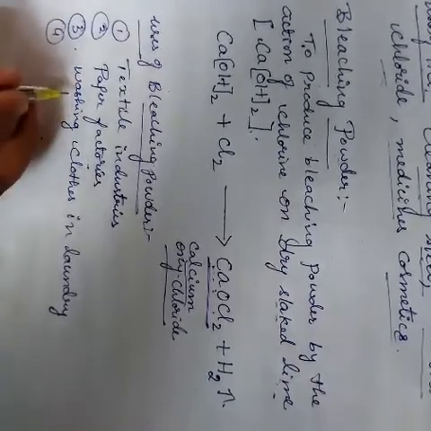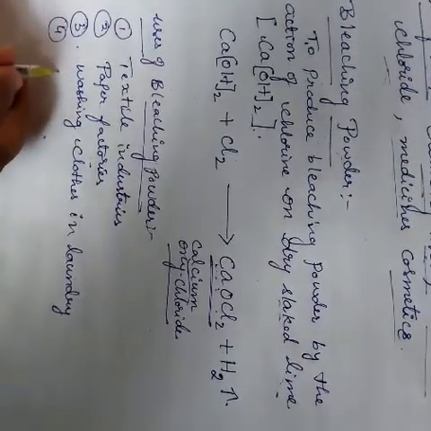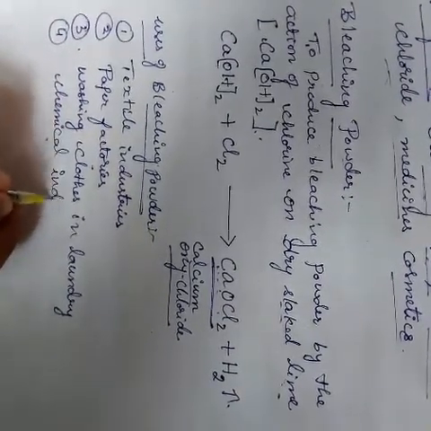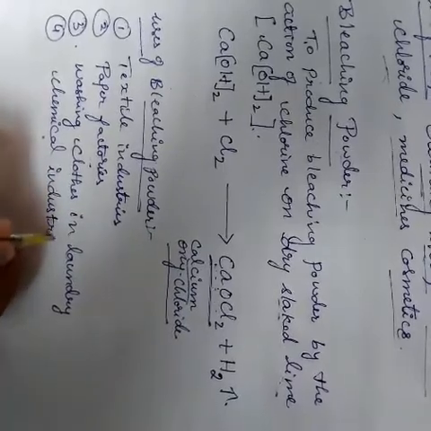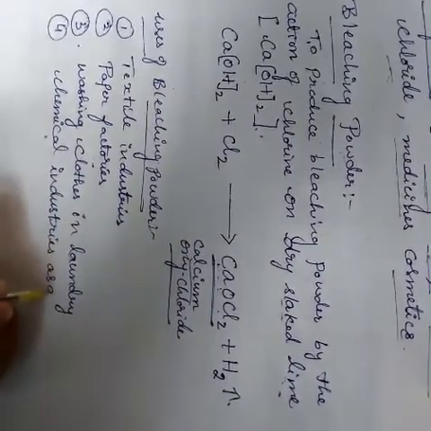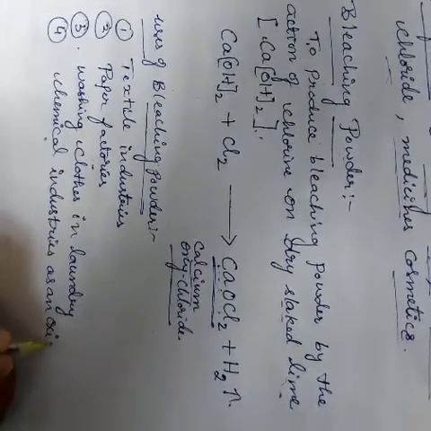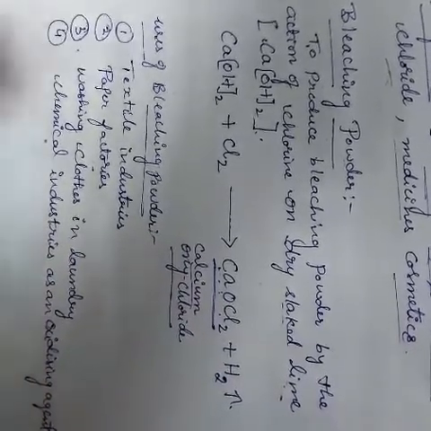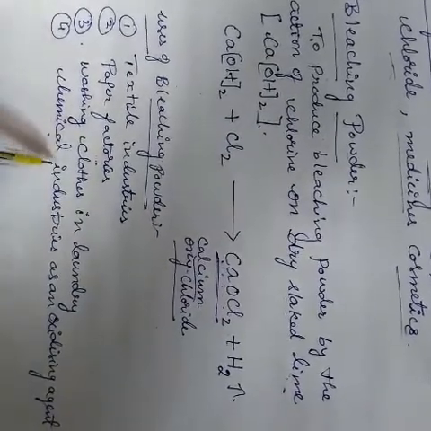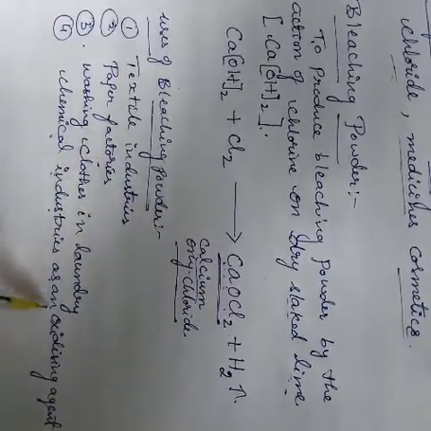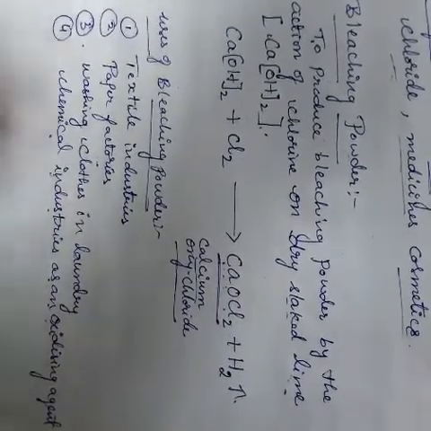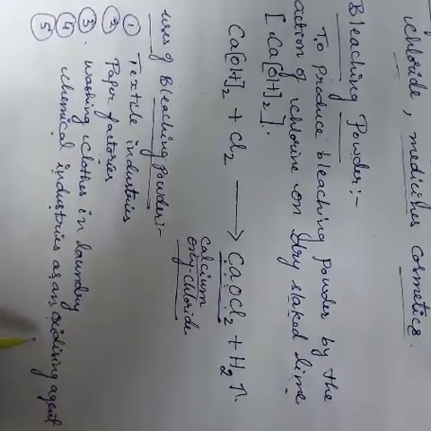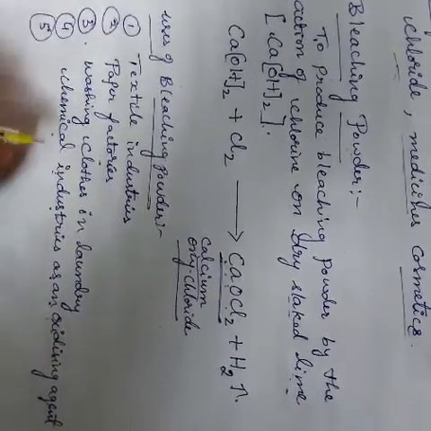And then it is used in chemical industries as an oxidizing agent. In chemical industries bleaching powder is used because it acts as an oxidizing agent. You know about that, I already told you in the first chapter, what an oxidizing agent is.